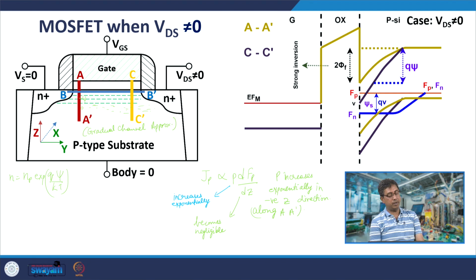So, therefore, going through an argument which is similar to that which we went through while discussing hole concentration or hole quasi-Fermi level along this line A prime, using similar arguments, we can say that the electron quasi-Fermi level would become horizontal as you move along the depletion region from A prime to A, and it would align with the quasi-Fermi level in the high electron concentration region.